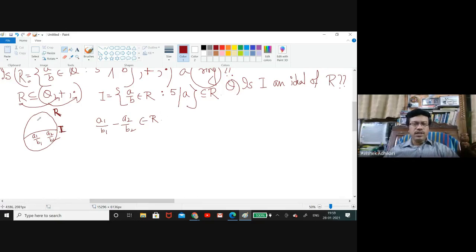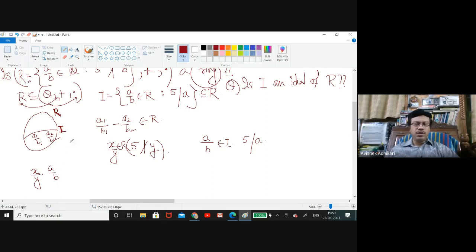Now what you need to check: take an element from R. How does an element of R look like, some x by y? What is the property of x by y? Here 5 does not divide y. And take any element A by B belonging to I. What is that property? 5 divides A, right? 5 divides A. Now my aim is to check what is this x by y into A by B.